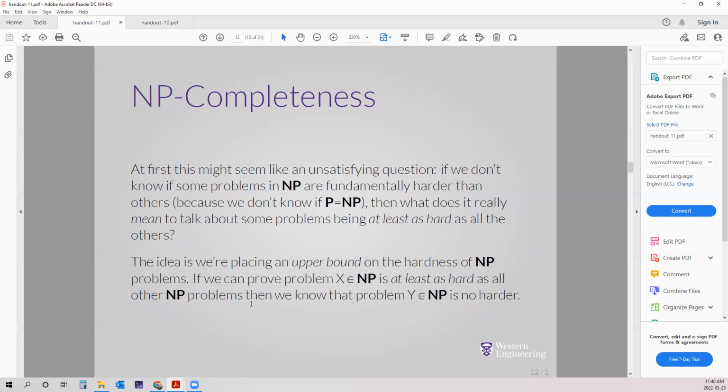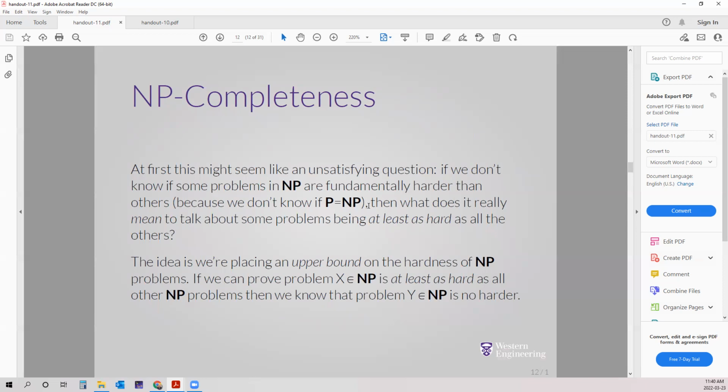So we don't know the answer if P equals NP, right? We don't know the answer. It's a $1 million question. To simplify the idea, we cannot say this is harder than P, or we don't know if there is a problem in NP harder than others.